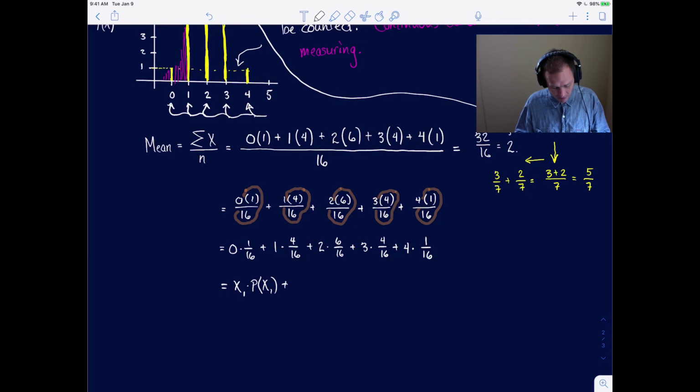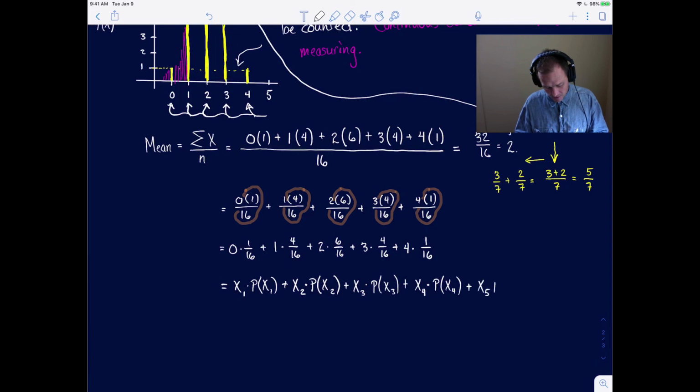Plus, well, the 1, we said that's the data, that's the variable x2, and the 4/16 is that probability. So that's the probability of x2 plus 2, well, that was our x3. 6/16 is the probability of x3 plus, where am I at? 3, that was x4, and the 4/16 is the probability of x4 plus x5 times the probability of x5.